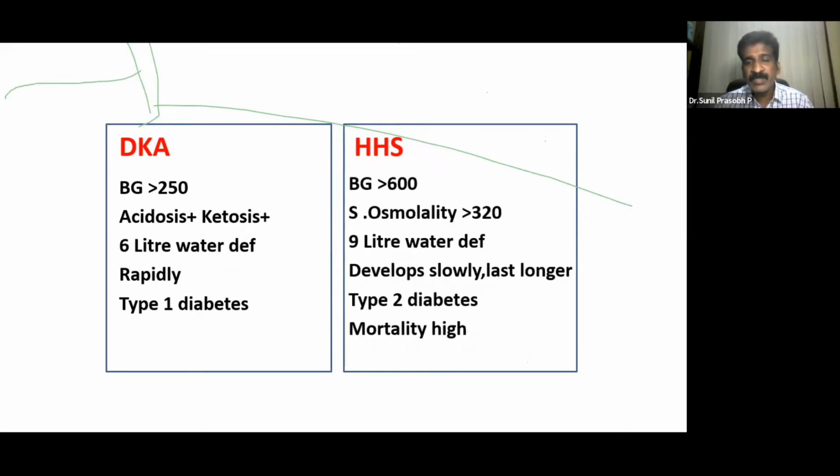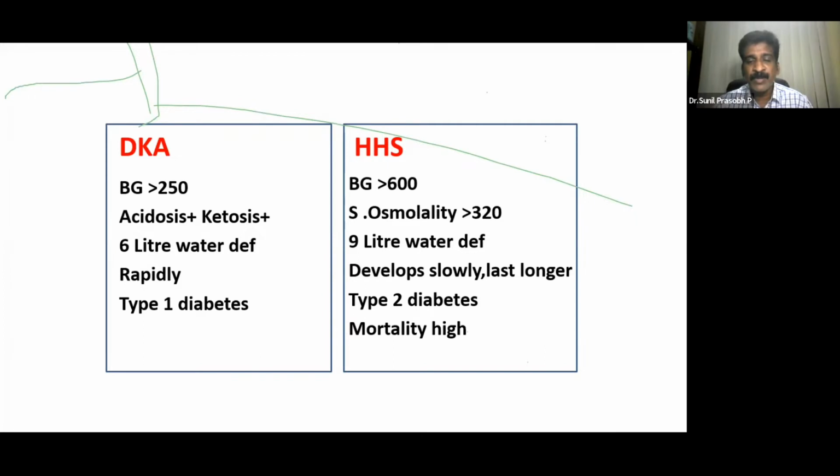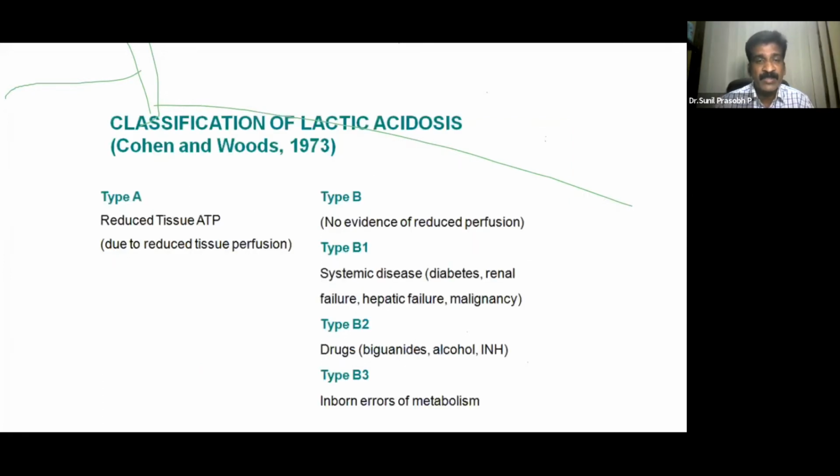But if you look at the HHS, the blood glucose level is very high, often to the tune of 600 or more. The serum osmolarity is more than 320. More water deficit, that's a 9 liter water deficiency, is often present. It develops slowly as compared to DKA, most often seen in type 2 diabetic patients, and the mortality comes to the tune of 15%, whereas the mortality in the DKA patient is only to the tune of 5%.